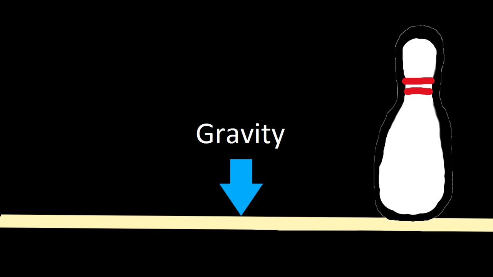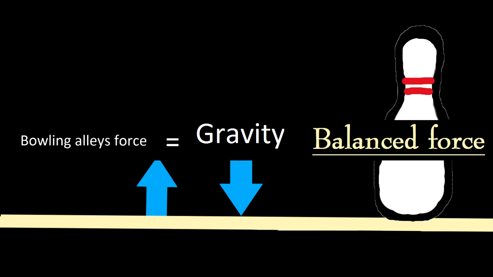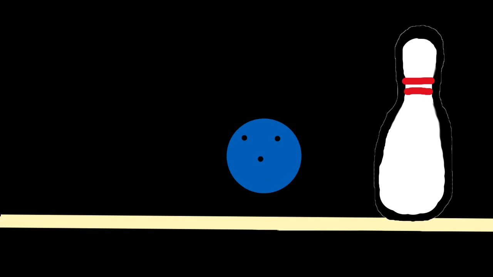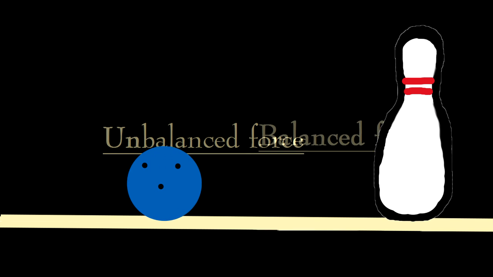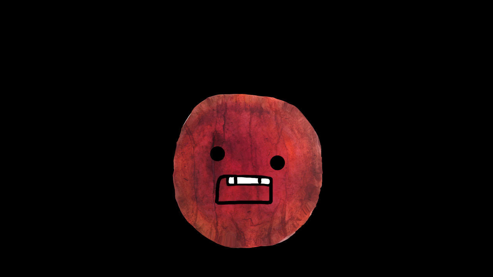For example, bowling pins on a bowling alley will stay at rest. The gravity pulling the bowling pins down counters the bowling alley's force pushing the bowling pins up at the same spot. Because the amount of force is equal to one another, it is called a balanced force. But when an external force with no other force to counter it acts upon the objects, in this case, a bowling ball, it is called an unbalanced force. When the bowling ball hits the bowling pins, the external unbalanced force collides with the balanced force, changing its state of motion.